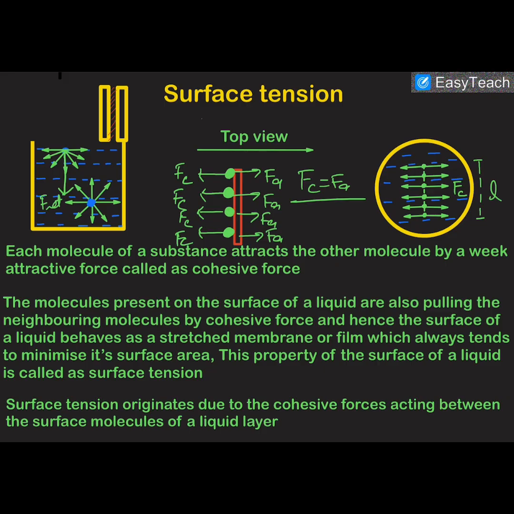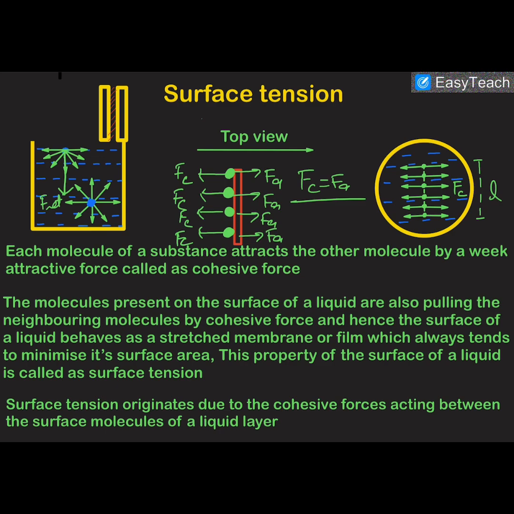First of all, let us draw a diagram of a liquid contained in a container, and this liquid has many molecules, and some of the molecules are also situated on the surface of the liquid. Now let us imagine a molecule which is inside the liquid at some depth. This molecule is attracted by all the neighboring molecules by cohesive forces, and the net cohesive force acting on this molecule is 0. So it would be at rest, obviously.